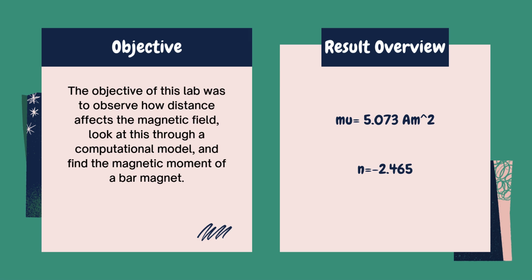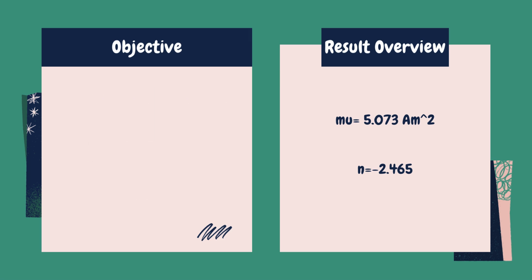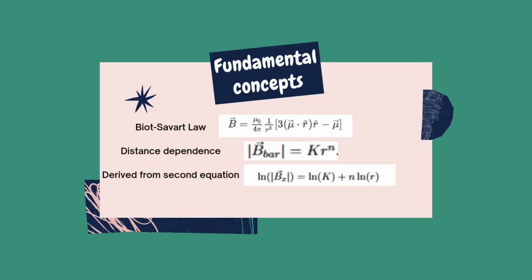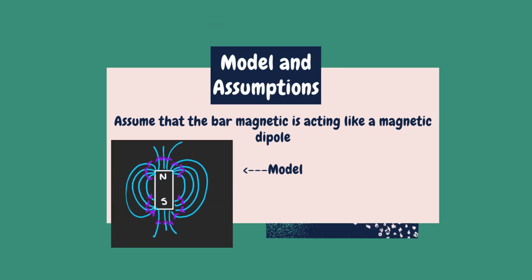I found that through calculations, and then through the experiment, I found that n is negative 2.465. So there are some important concepts to understand going into this lab, which is the Biot-Savart law, the distance dependence formula, and then this one that is actually derived. The third one is going to be derived from the second one. All three of these are going to be incredibly important when we're calculating later, because then we can plug in important values to GlowScript.